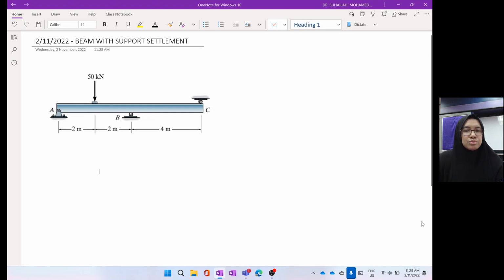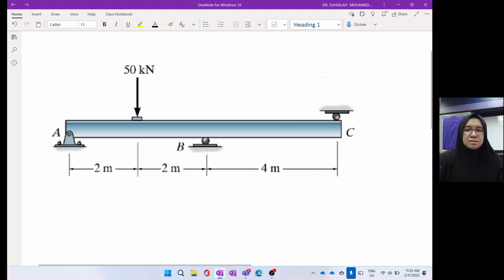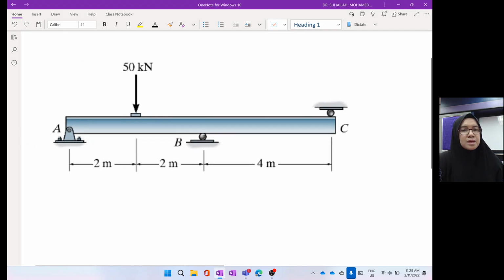Okay, we are going to analyze this beam. This is a beam which has one pin, two rollers. And by looking at this beam, there are four unknown reactions. So this is an indeterminate beam.